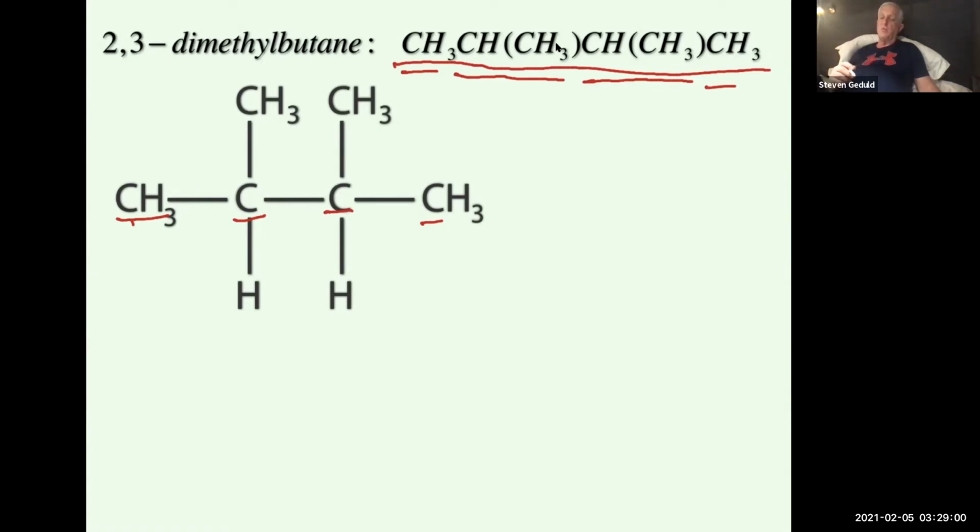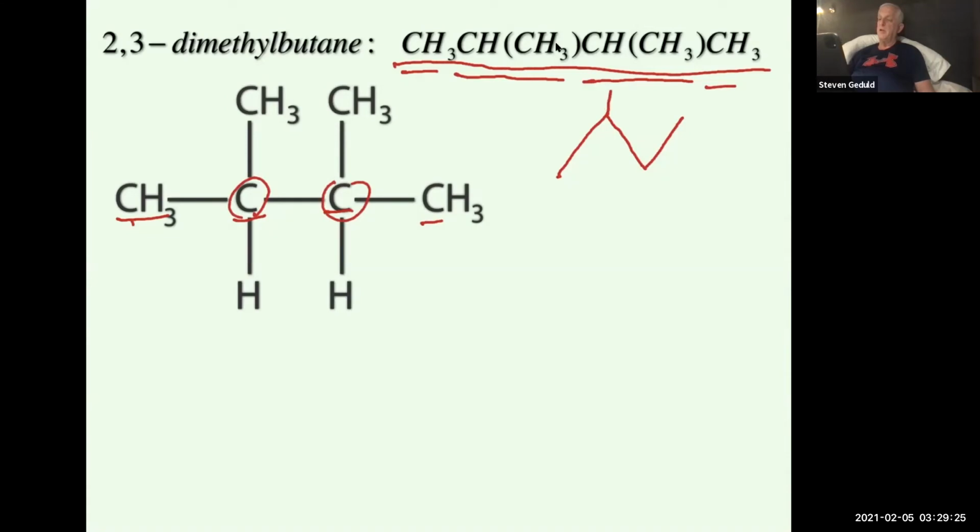What's the longest, what's our straight line? How many carbons? 4. Perfect. So you would draw 1, 2, 3, 4. Okay. And there's a CH3 group at the second and third carbons.